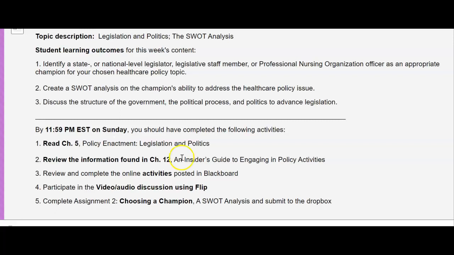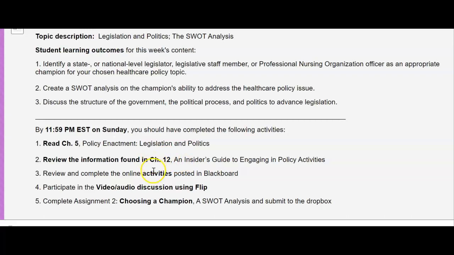Then throughout this course, but starting now, I'd like you to review the information that's found in chapter 12. Just scan and review. I'm not asking you to read every word. I want you to see what resources are available to you as you go through this course and after you go through this course. This chapter is entitled An Insider's Guide to Engaging in Policy Activities. I think you're going to find that to be another great resource, and it's chapter 12.